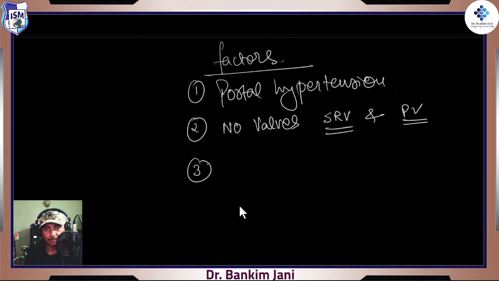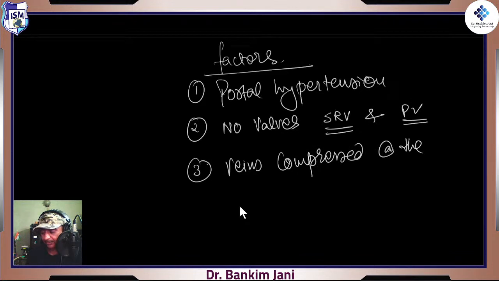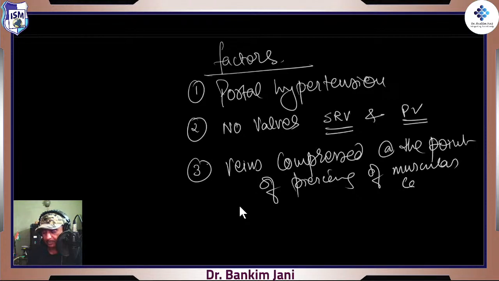Third important point: these veins are compressed. Why should they compress? At the point of piercing the muscular cord, it acts like a valve. So this is like a muscular cord, and that vein is piercing it like this. When these muscles contract, it leads to a decrease in the caliber of this vein. So this is how the veins are compressed.